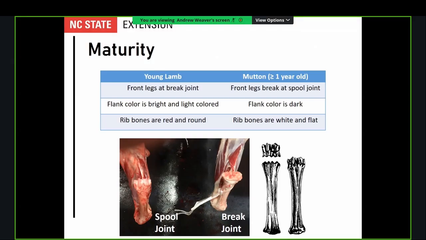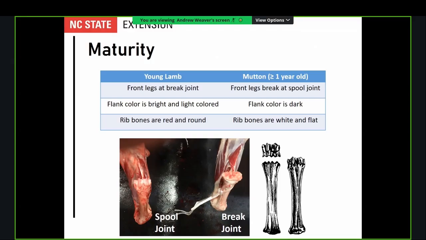The presence of two spool joints would classify a lamb as now being mutton. And so as long as they have one break joint, they're considered lamb. Two spool joints is considered mutton. We also look at the color of the lean in the flank region. We want that flank color to be bright, light colored, kind of a bright pinkish red color, rather than a real dark red color. That darker coloration would be an indicator of an older animal.